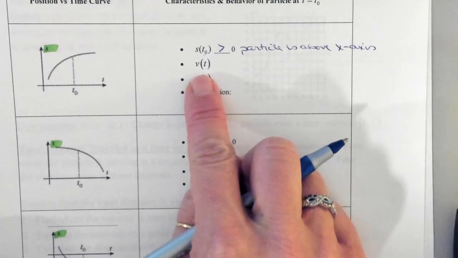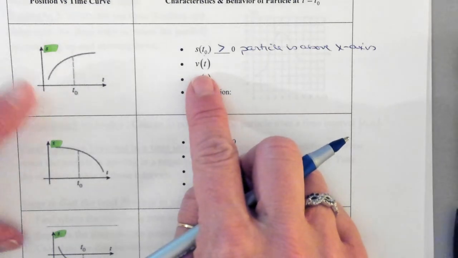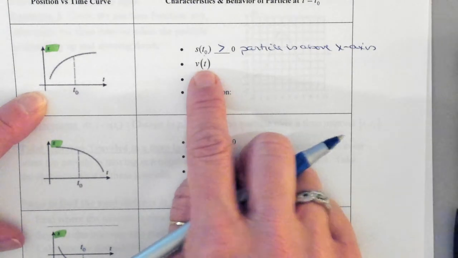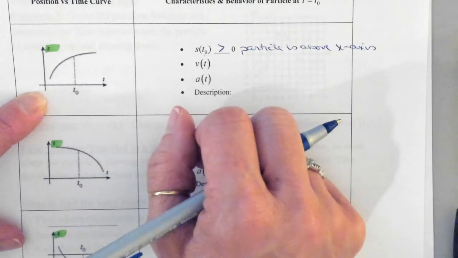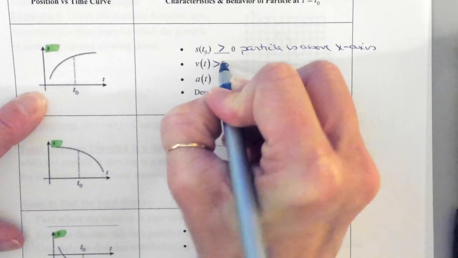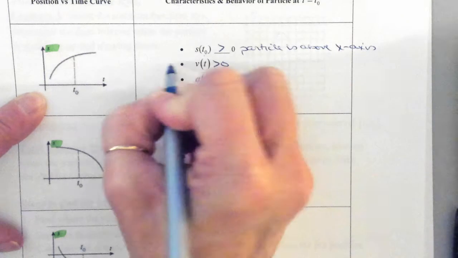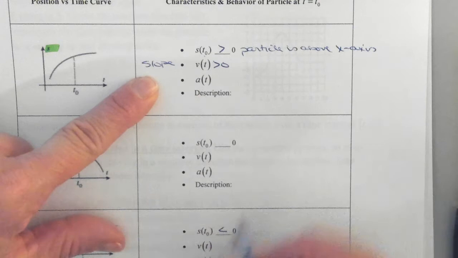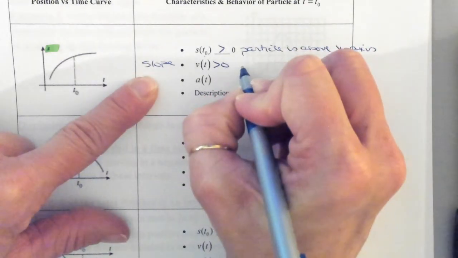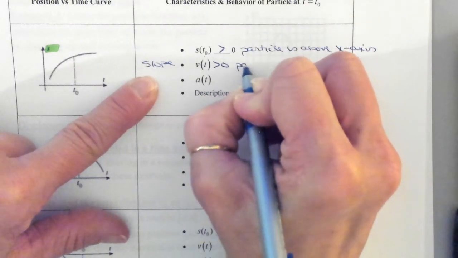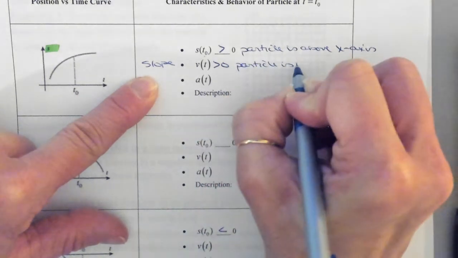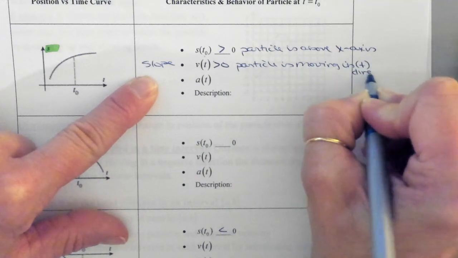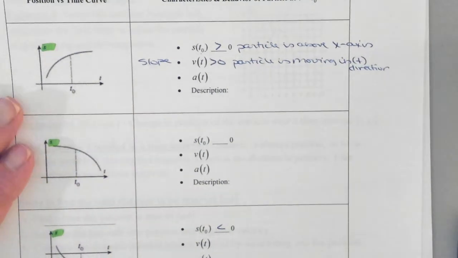Okay, V of t. What is the relationship of the position graph and V of t? What is V of t to the position? That's right, it's the slope. What is the slope at this point? Positive. Yes, so we would say greater than 0. Let me write right here, we're looking at the slope, just so we know what we're looking at. What this means is the particle is moving in the positive direction.